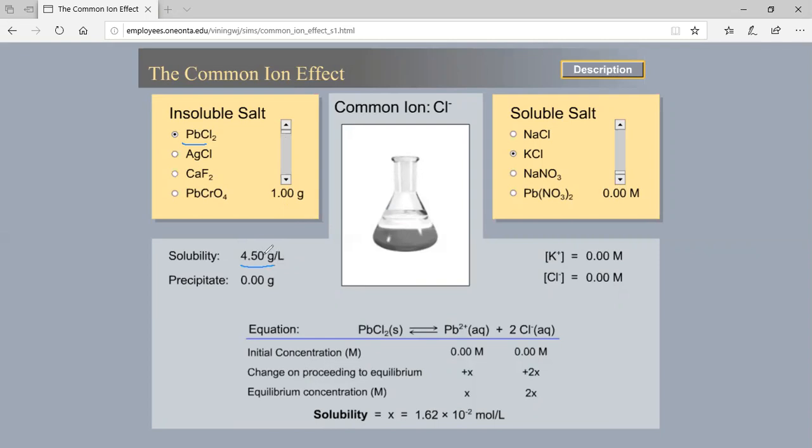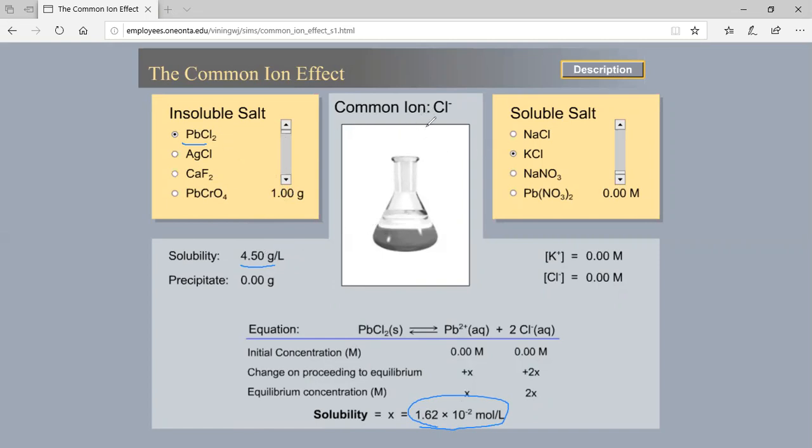its mass solubility, which stems from its molar solubility, about 1.6 times 10 to the minus 2 molar, then because we've only added 1 gram, because that's less than the mass solubility of the substance per liter, then the entirety of that 1 gram fully dissolves. So we have absolutely no precipitate forming.